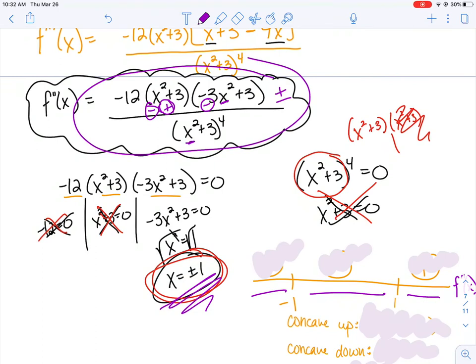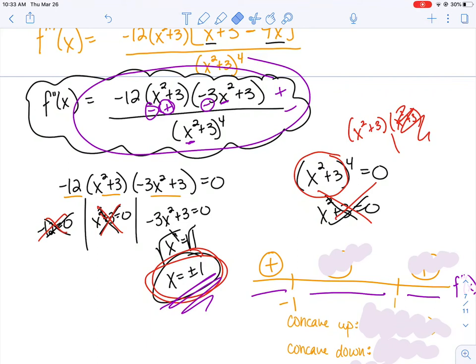On the bottom, if I plug in a negative 2 and I square it, that gives me 4. 4 plus 3 is positive. Something positive raised to the 4th power is still positive. So I got a positive divided by a positive. Instead of actually plugging in all the numbers and figuring out what the answer is, I really just care about what the sign is. So positive divided by a positive, to me that's a positive in that interval.